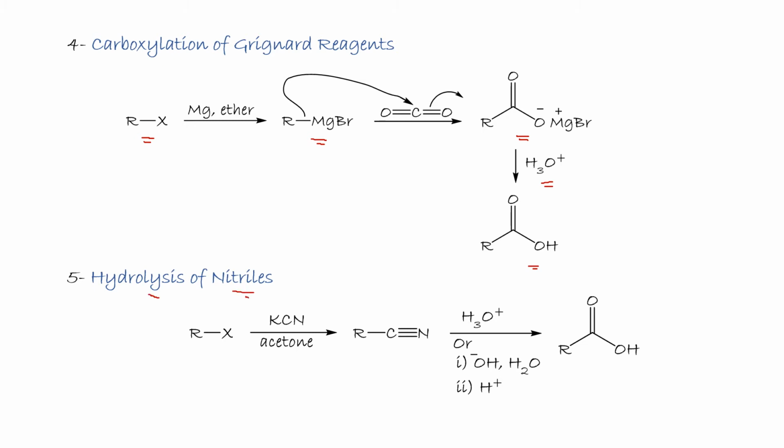Hydrolysis of nitrile. Again, alkyl halides with potassium cyanide in acetone provide nitriles. The nitrile on acid hydrolysis or base hydrolysis furnishes the carboxylic acids.